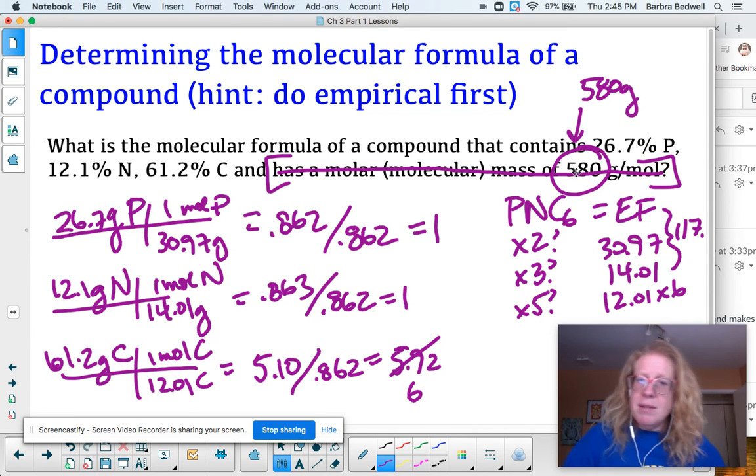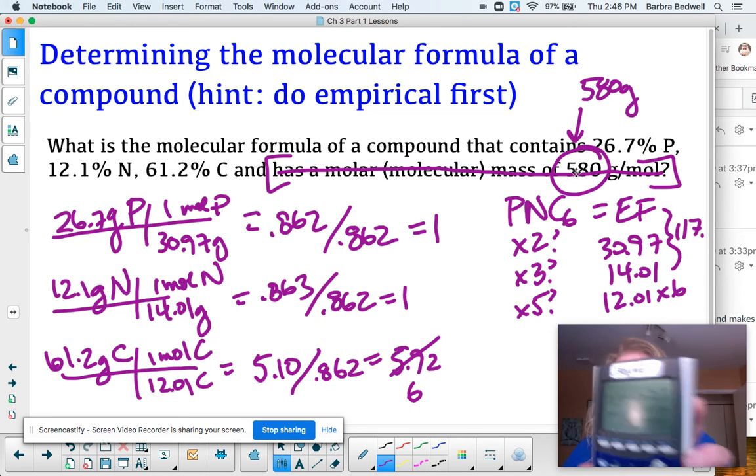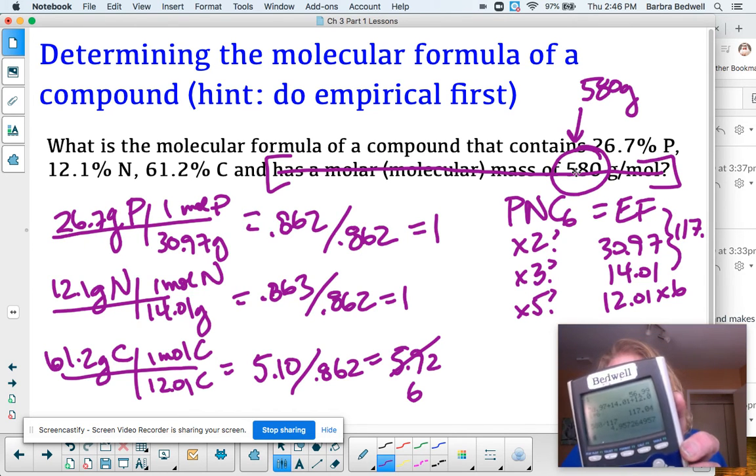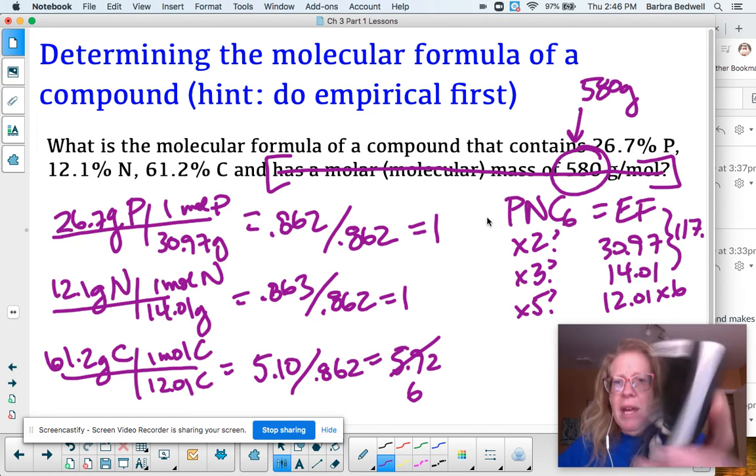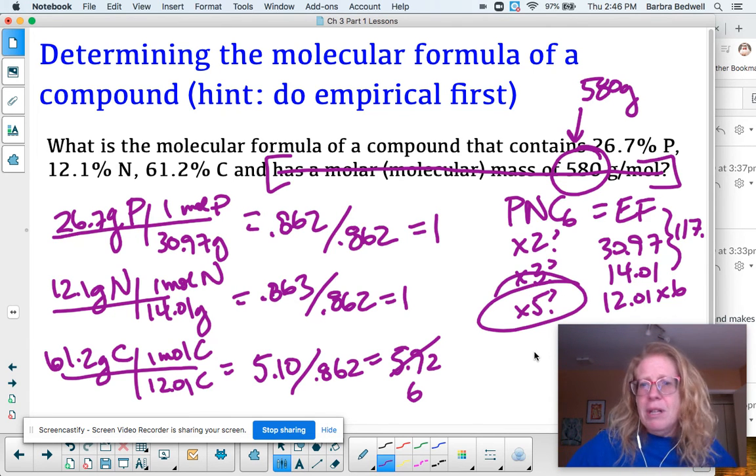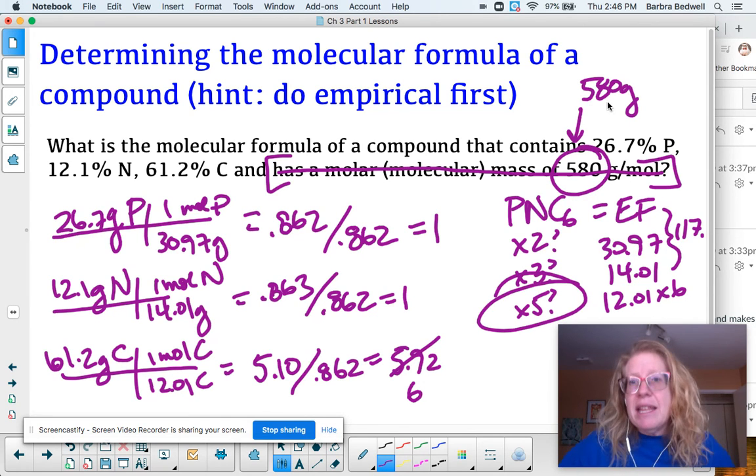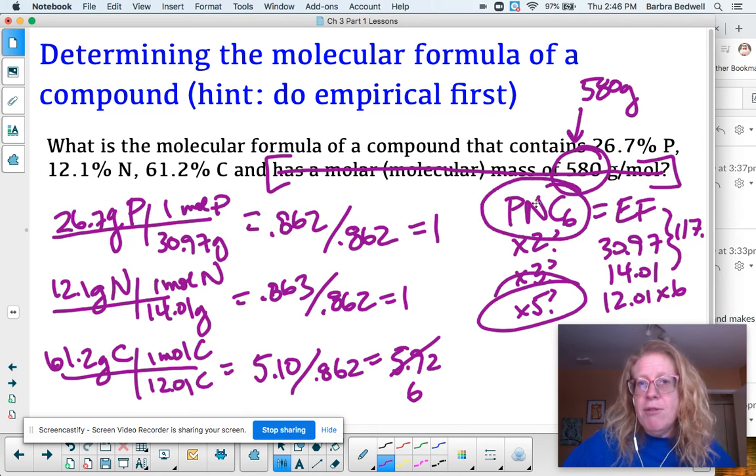So what I want to do is, rather than try to multiply up and guess and test, just go the other direction. 580 divided by 117. And I get a value of 4.957, basically 5. That means that it's this multiple. If I take 117 times 5, I get this 580, which means that my molecular formula is 5 times my empirical formula. So I'm going to take my empirical formula and multiply it by 5 to get my molecular formula.